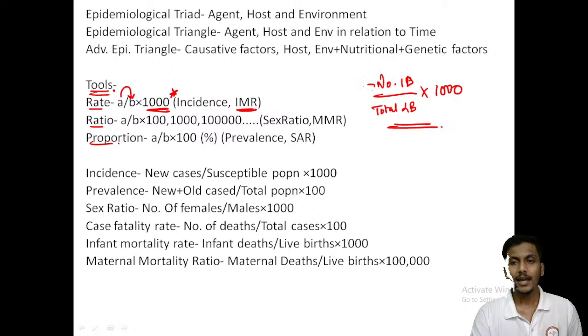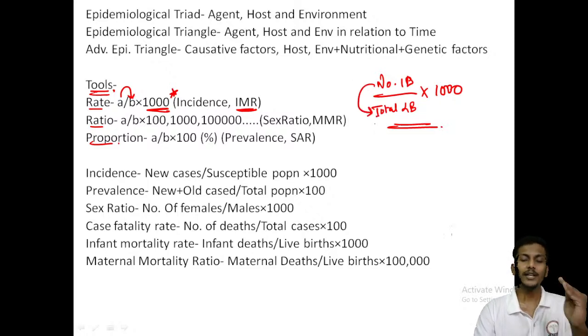So here A is part of B, the numerator is part of the denominator. Please remember, in rate, A is part of B into 1000, which is the multiplier. Examples of rate are incidence and infant mortality rate. Remember this.